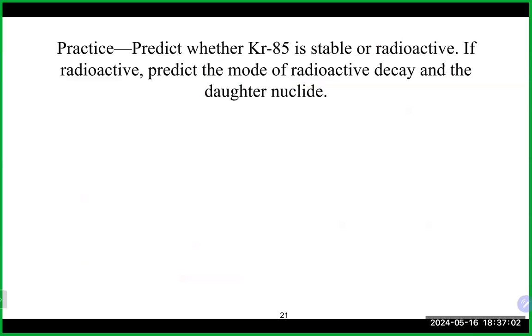Our friend krypton-85: is it stable or radioactive? If it's radioactive, what's going to happen with it? So let's take a look at this one. Once again, we're given the mass number. Going to the periodic table, krypton is 36. So we're looking for our N to Z ratio here. Our Z, or protons, is going to be 36, and our neutrons will be 85 minus 36, which is 49.